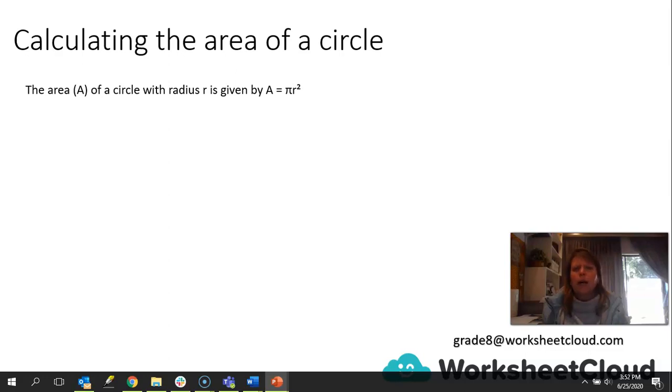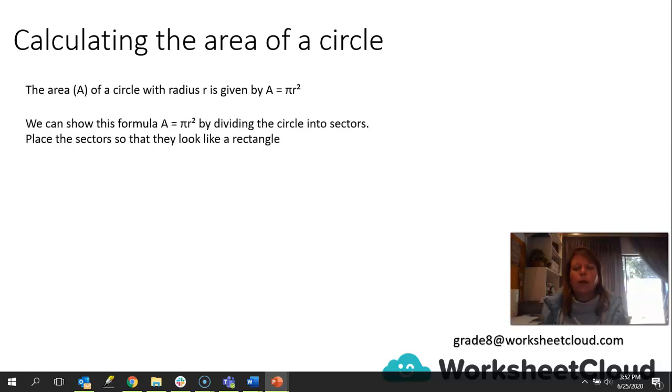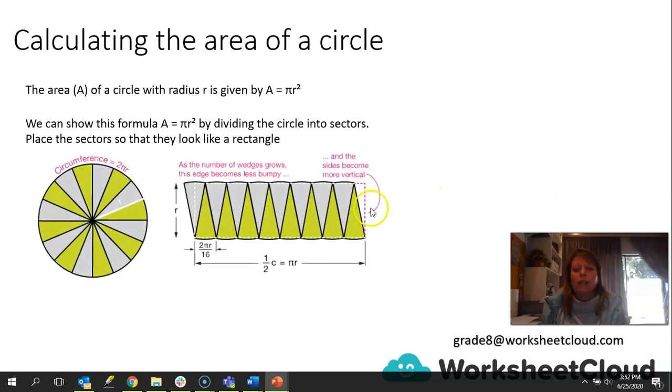But how do we get pi r squared? Okay, let's have a look at this. We can show this formula, A equals pi r squared, by dividing the circle into sectors and then placing the sectors so they look like a rectangle. So there you can see the circles with sectors, different sections of the circle. We almost cut it and then fold it out so that it looks like a rectangle. And if you have a look there, you can cut down that part and add that to there, and then it will look like a rectangle.